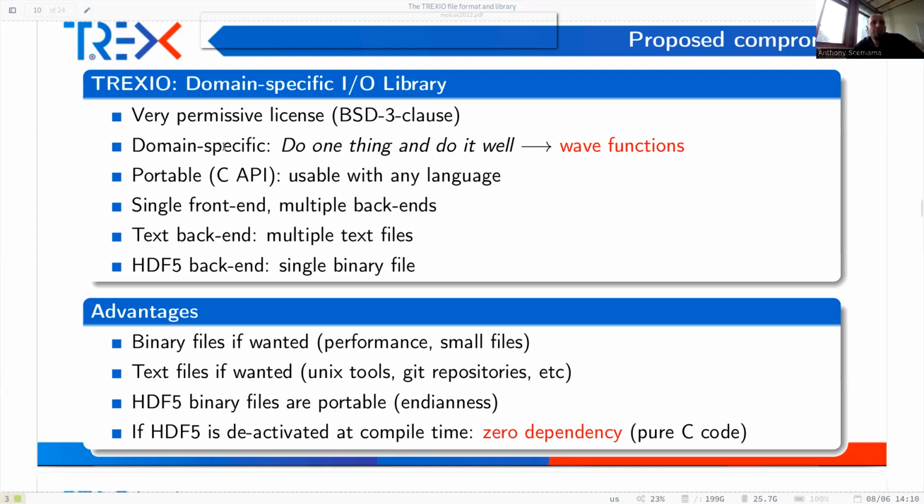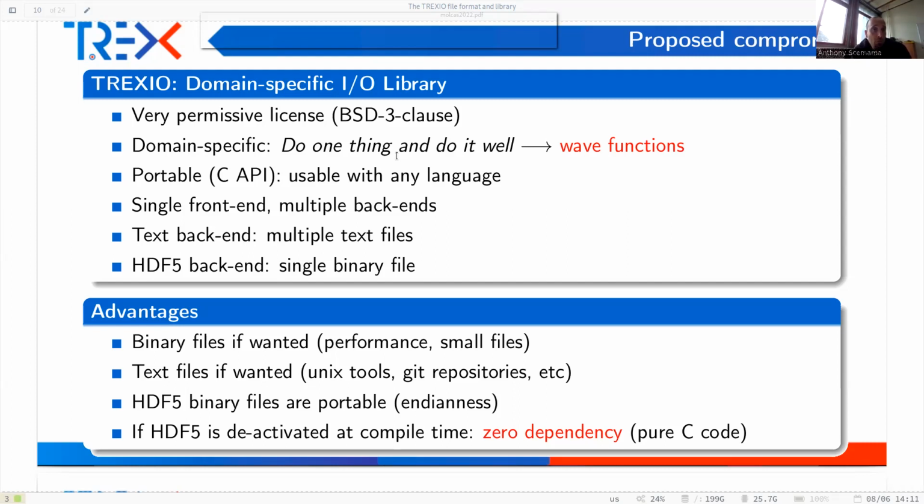So domain specific, why domain specific? Because we want to do one thing and do it well. So here we are going to write a library that's going to be good for storing wave functions and integrals and density matrices. But it's not going to be a very general purpose library able to store some molecular dynamics trajectories, etc. No, it's just a file format for wave functions, and period.